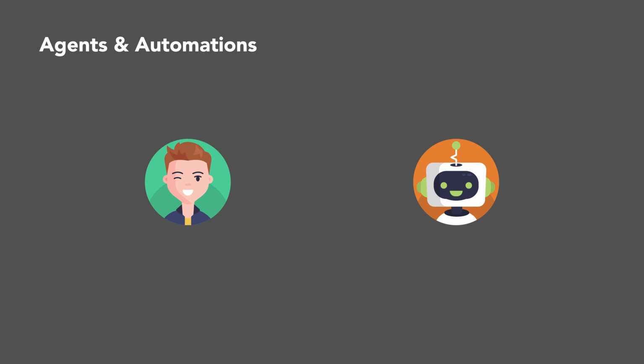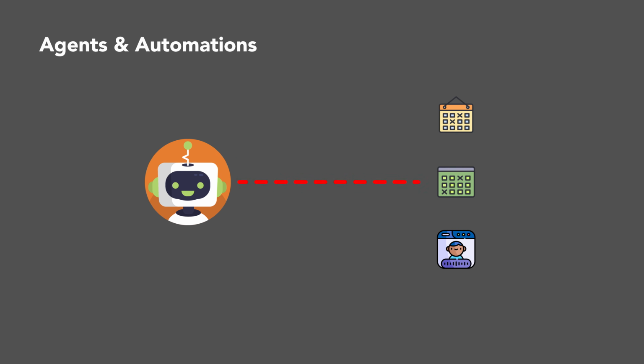Here's an example. Imagine asking an AI to schedule a meeting. Instead of just telling you the best times, it could check your calendar, check your colleague's calendar, and then book the meeting for you. Agents are able to make decisions like these using large language models almost like a brain.